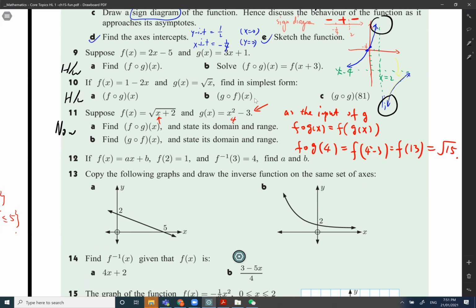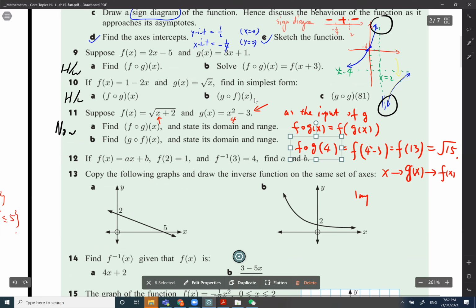You guys understand this? So, you take x and substitute into G. After you get the result, you substitute into F. Okay, that's the idea about composite function. Input x into G, the answer output goes into F, and you get the final output.